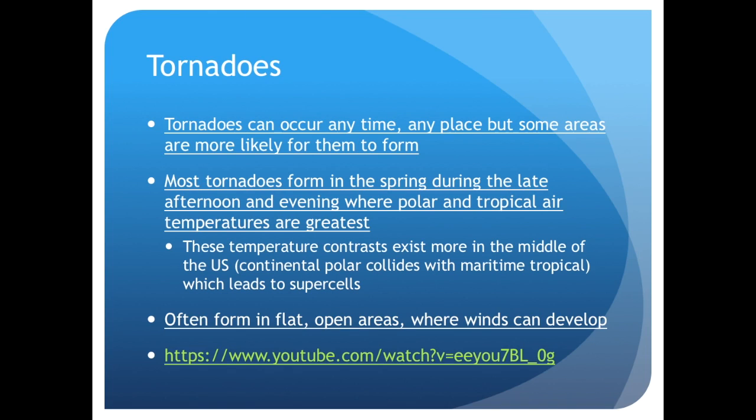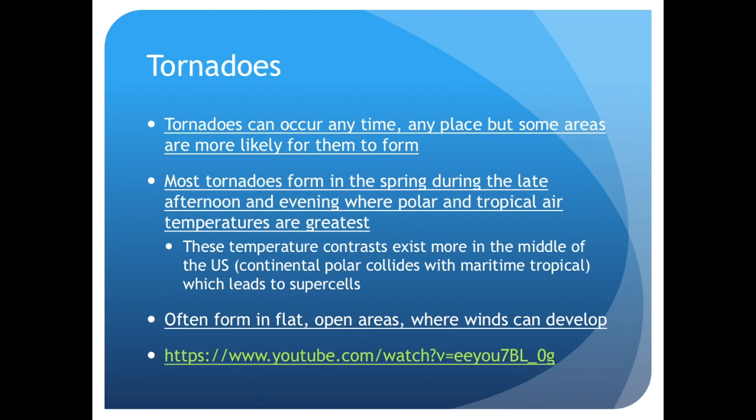Tornadoes can occur anytime, but some areas are more likely to have them form. So a lot of times tornadoes form in the spring and late afternoon and evenings where you have polar and tropical air masses meeting. So when you have those temperature differences being the greatest, this creates prime conditions for a tornado to form. Also, a lot of times you're going to have flat open areas, and this is where you're going to be able to have that wind difference at the surface and having a lot of air moving along the surface. Because remember, if it's really mountainous or really forested, then these winds are going to be broken up by that air resistance.